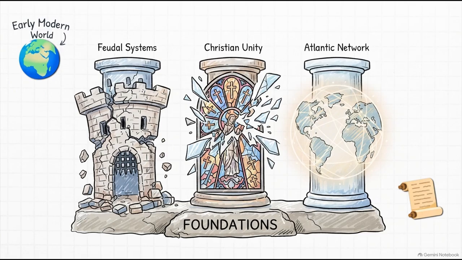The early modern world was forged by the collapse of feudal systems, the splintering of Christian unity, and the birth of a globally connected Atlantic network. This perfectly synthesizes all of our OpenStack sources into one really powerful historical argument. And if you notice, it directly answers our initial guiding question.